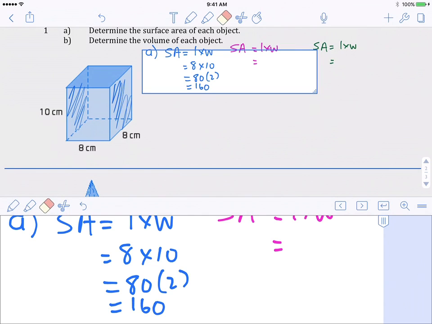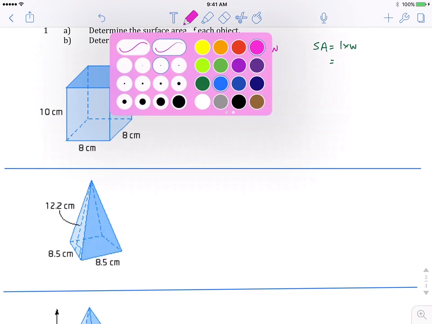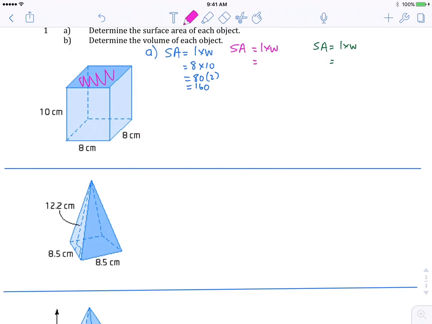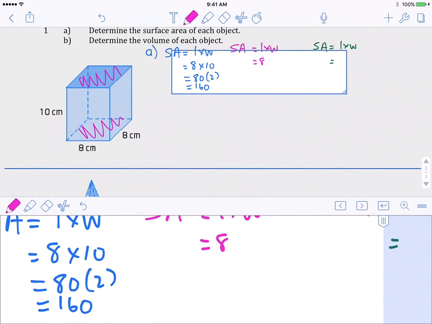Then we are going to color coordinate the top and bottom. And so we're going to have this part right here, and of course the base, so the base and the top. And those two have the exact same dimensions as well, and they have the dimensions 8 by 8. So let's go ahead and put that in, 8 times 8, which is 64. And we'll say 64 twice because there's a top and a bottom, and then you get 128.